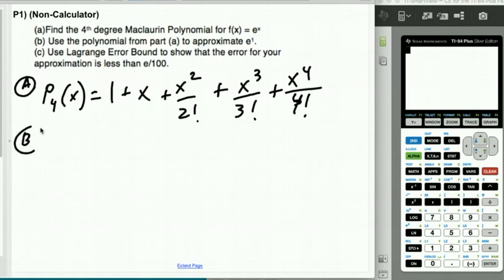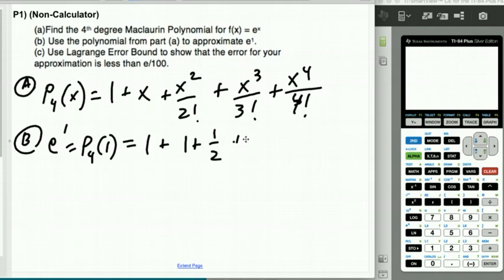Part B, and this is worth 1 point on the AP, and you're just expected to have it right. I just want to be really clear about that. There's not really a lot of work expected. If you have to generate this Taylor polynomial or this Maclaurin polynomial from scratch and it takes you a ton of time, you're not getting any credit for the fact that that took you a ton of time. That's just a waste of your time, so please memorize it.